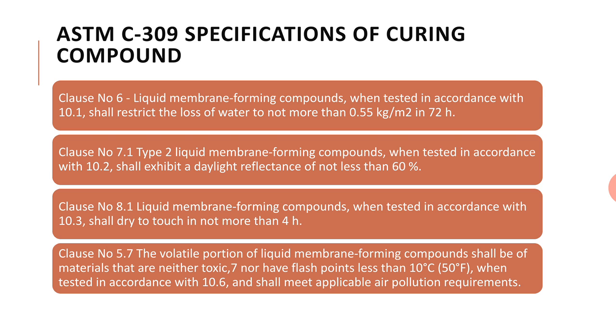Clause 5.7 of ASTM C309: the volatile portion of the liquid membrane forming compound shall be material that is neither toxic nor has flash point less than 10 degrees centigrade when tested in accordance with Clause 10.6 of ASTM C309, and shall meet the applicable air pollution requirement.